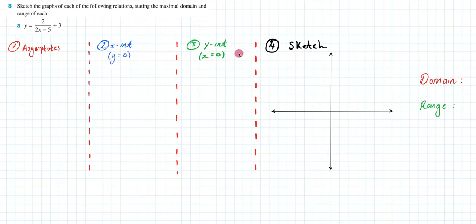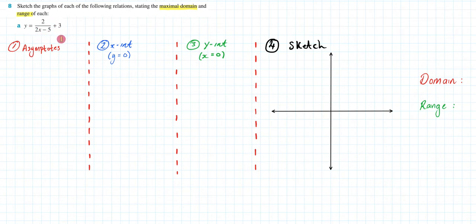Alright, so we're doing exercise 5b, and in this video I'm going to be answering 8a. So let's read it. Sketch the graphs of each of the following relations, stating the maximal domain and range of each. So we've been given y equals 2 over 2x minus 5, plus 3.